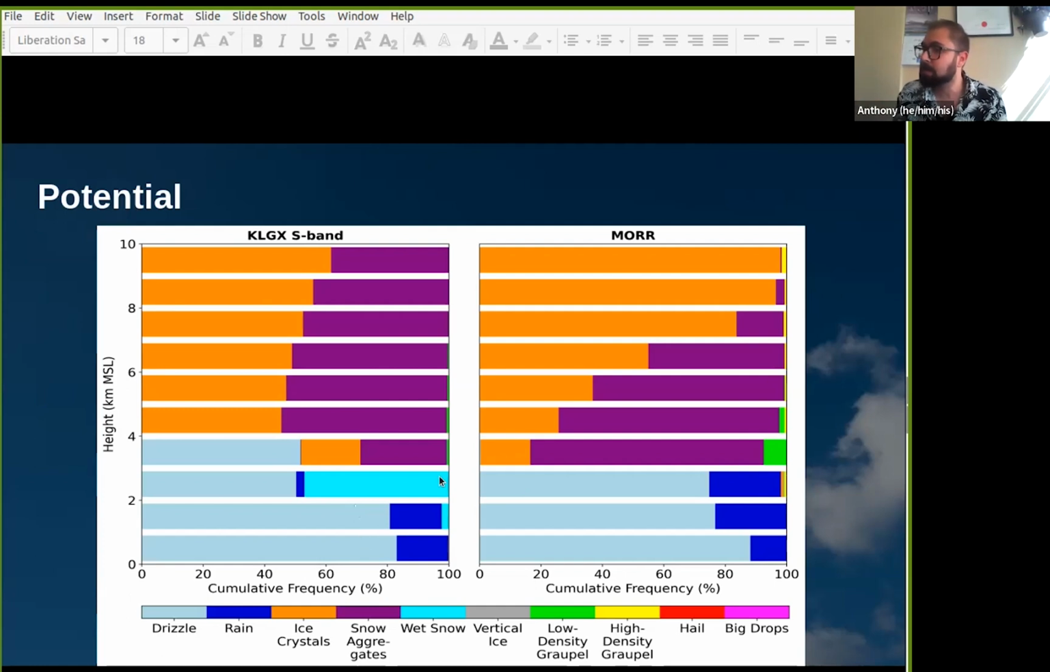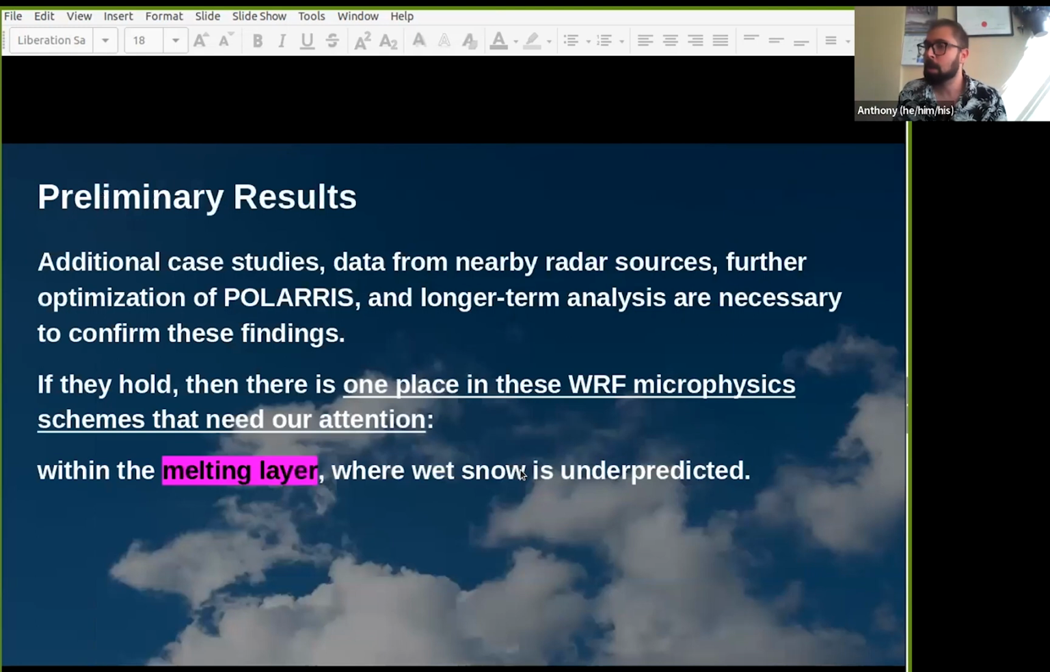And what we see here is a clear, almost missing wet snow layer at 2 and 1 kilometer above the surface. And this is also a different case, I should say. This is for the Langley Hill atmospheric river case. So additional case studies, data from nearby sources, and further optimization of Polaris itself are required to confirm these findings. But if they hold, then so far what I've been seeing is that the melting layer seems to be an area of interest because wet snow is underpredicted by our NWP models, and that's across most of the 5 MP schemes that I've looked at.